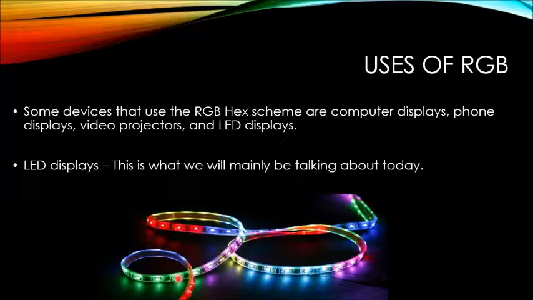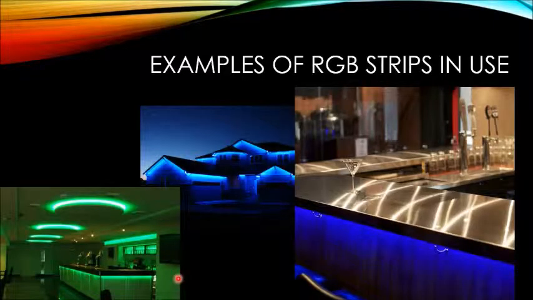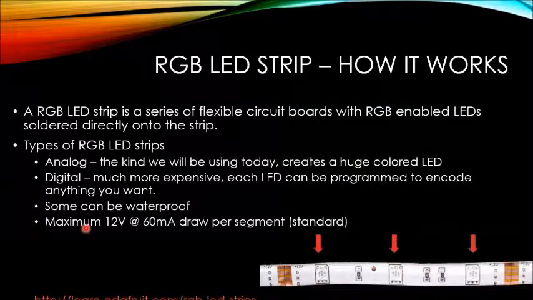Some of the uses for RGB again are computer displays, phone displays, video projectors, and LED displays, but we're going to be talking about LED displays mainly today. Here are some uses for RGB strips. As you can see, it gives a nice aura under this bar. This house kind of looks like Christmas time maybe, or even this nice green ambient light for this house as well.